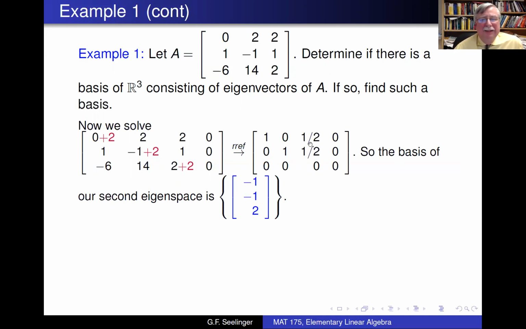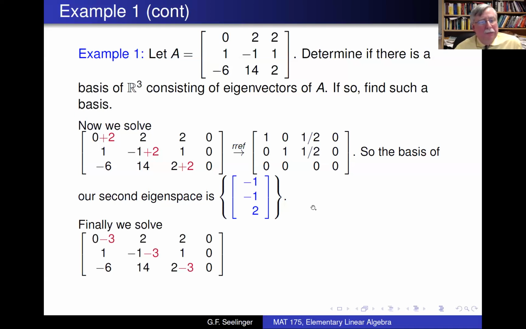Again, x3 becomes the free variable. So that becomes 1/2. I get t for x3, negative 1/2 by bringing it over here, negative 1/2, bringing it over here. I multiply through by 2 to clear the denominator, and I get negative 1, negative 1, 2.